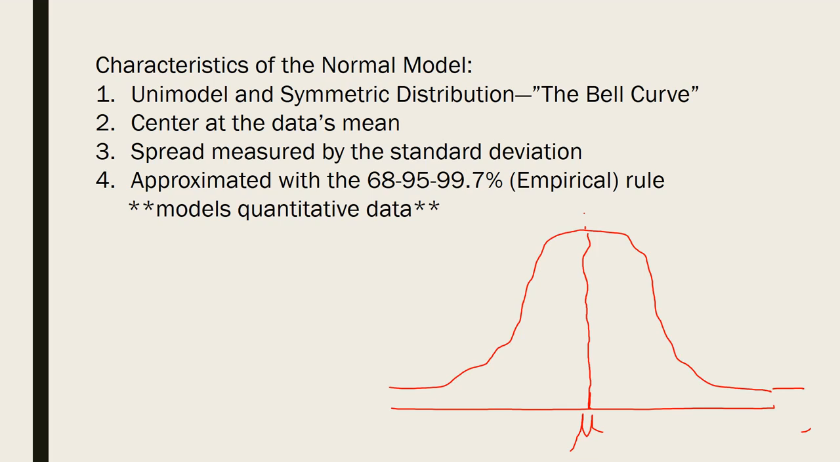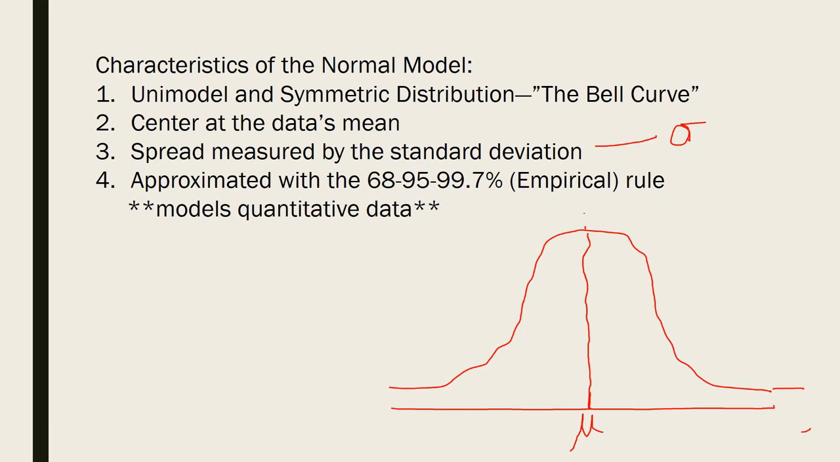Another characteristic is that the spread, or the variability, is measured by the standard deviation. So this again should make sense because previously we said if we had a unimodal symmetric distribution, we would prefer to use the standard deviation, whereas if we had a skewed distribution, we were going to use either the IQR or the range, depending on whether or not we had outliers. All right, but here we're going to use the standard deviation, and again we're talking about a population standard deviation. So when we talk about population standard deviation, we're using a lowercase sigma. All right, that's the population standard deviation.